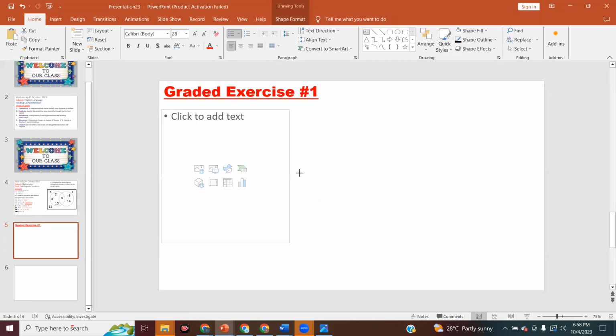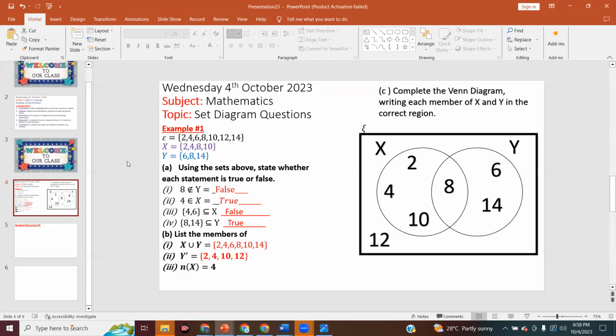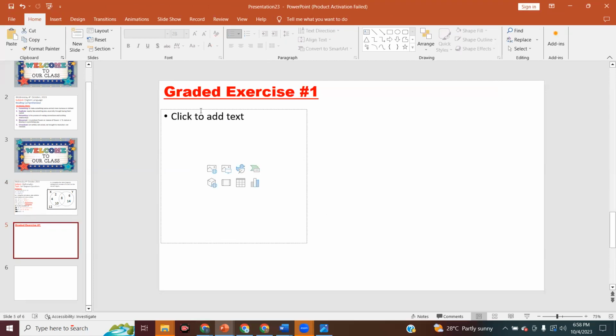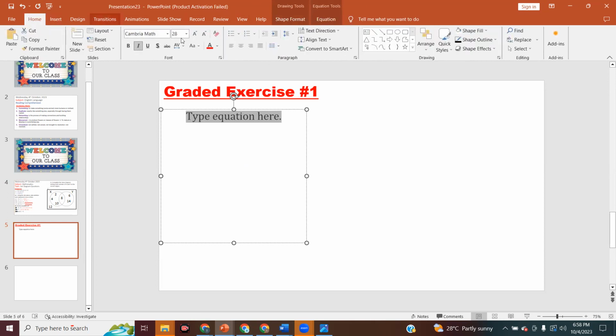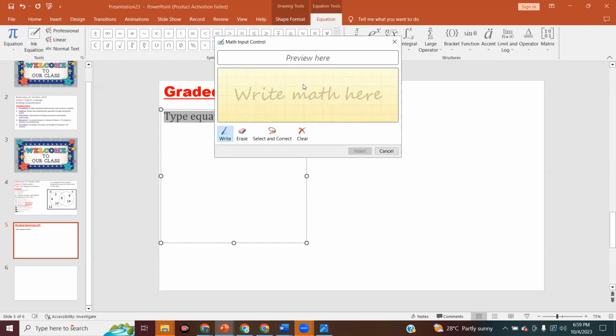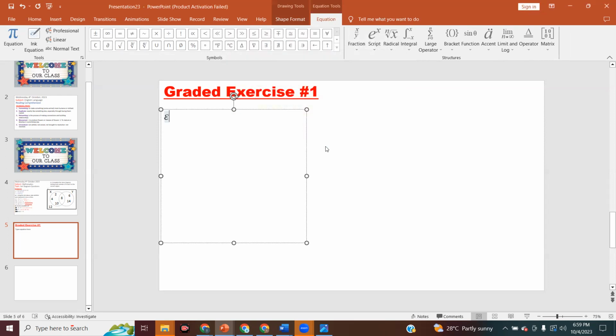So let's say that inside my universal set, I have 1, 3, 5, 7, 9, 11, 13, 15, and 17.